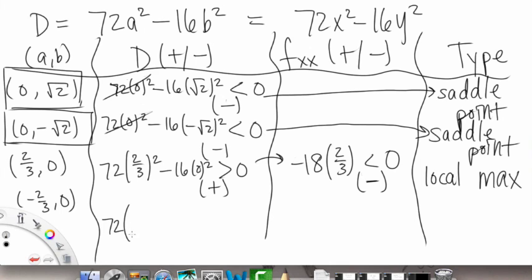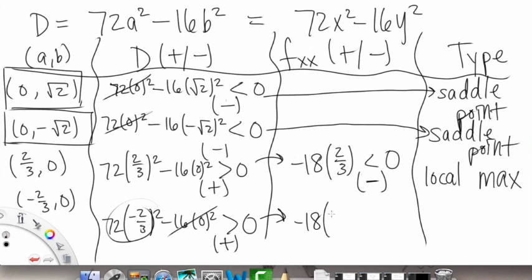All right, now let's look at this last point. Let's see what we get. So 72 times negative 2 over 3 squared minus 16 times 0 squared. That again is going to be a positive value, right? Because we have something squared minus 0. Okay, and then that means we have to figure out what our f_xx is. So that would be negative 18 again times x, which is now negative 2 over 3, which the negatives cancel to make a positive number. So we have a positive here. So that means it's concave up in both directions, which means we have to be located at a local minimum. Okay?